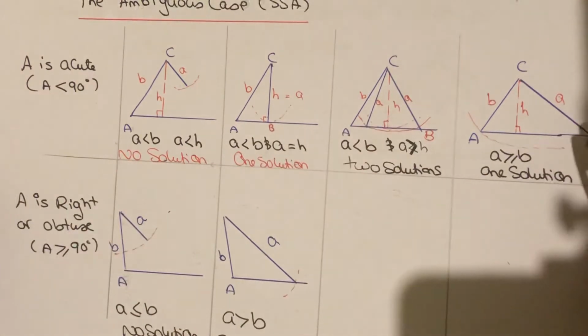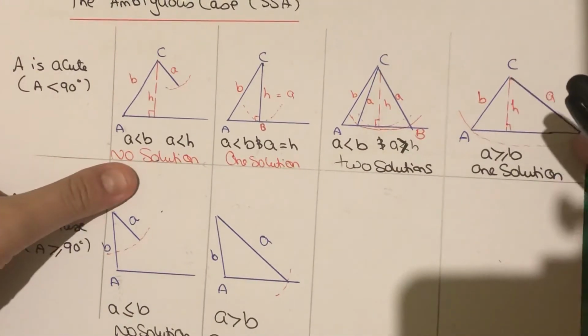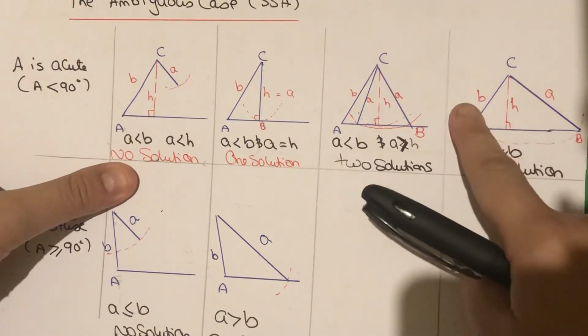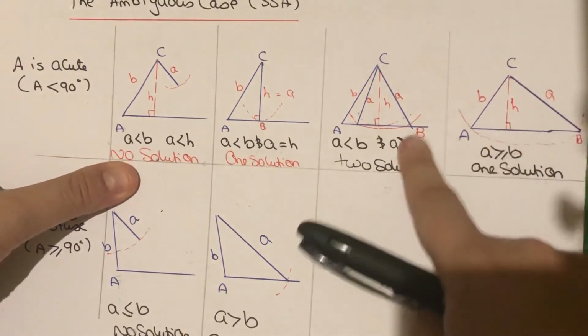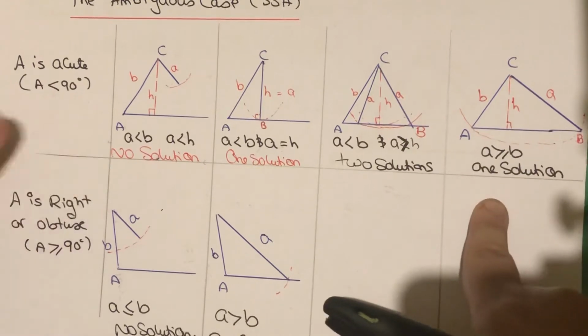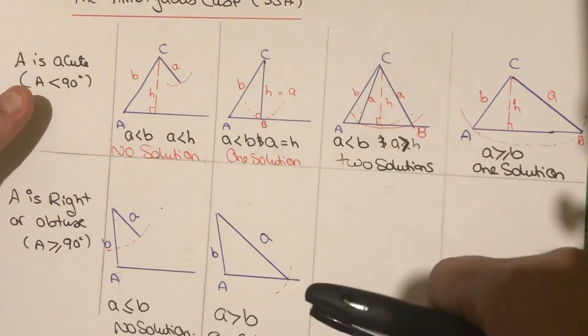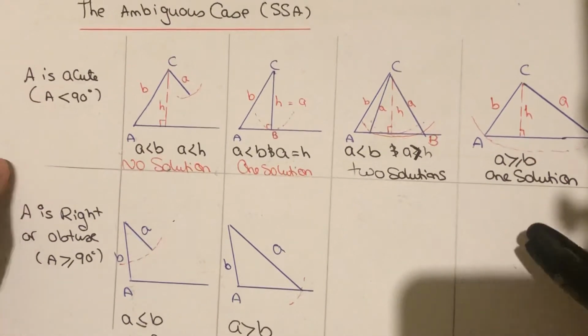And the last case: if A is greater than or equal to B, for example, this is 8, but this is 6, one triangle can be formed, and this is a one solution. We will be calculating the missing sides and angles the way we did with the law of sines.